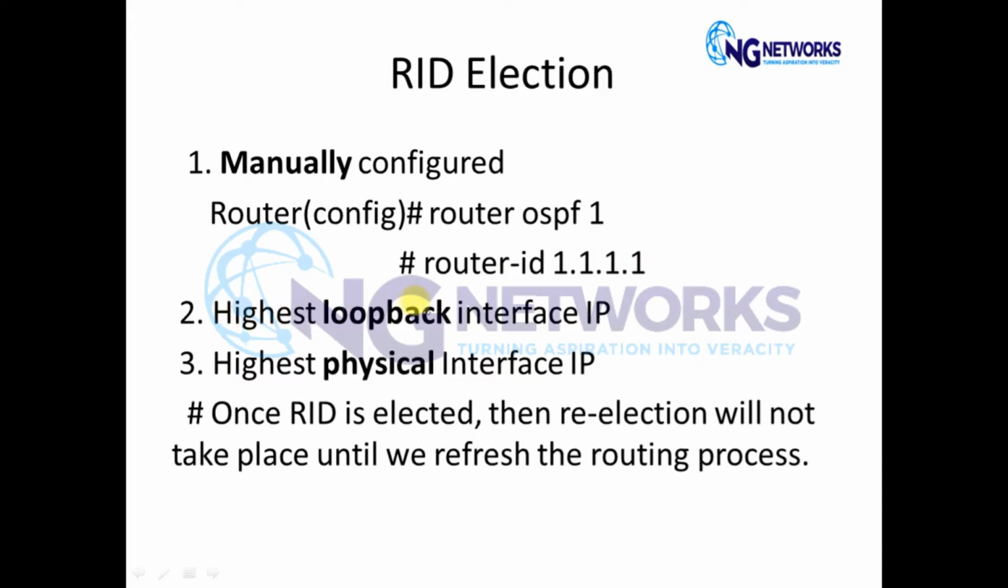And the second is the highest loopback interface IP. If you have not configured the router ID manually, then automatically the router will select the highest loopback interface IP as the router ID. But if there is no loopback on the router, then the third priority will be given to the highest physical interface IP, okay.